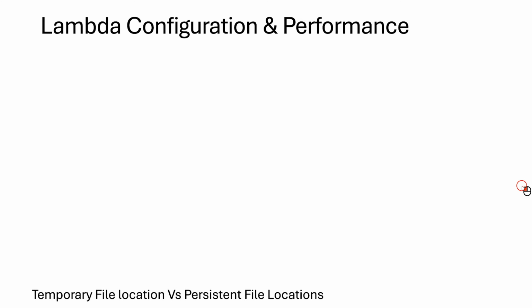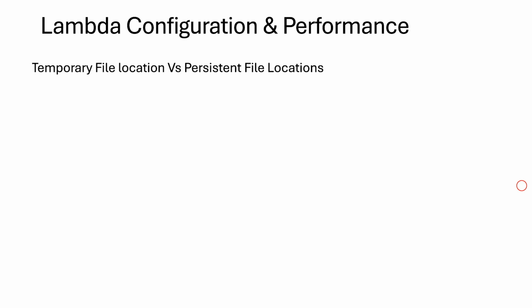And the final point is temporary file location versus persistent file location. When do we need a temporary file location, when do we need a persistent file location, and why do we need them? For example, if you are using Lambda and doing some processing of your code, what if that processing requires downloading some file into some external or temporary storage and applying operations on it, processing it? Or you can even store files in a temporary file location or persistent file location.